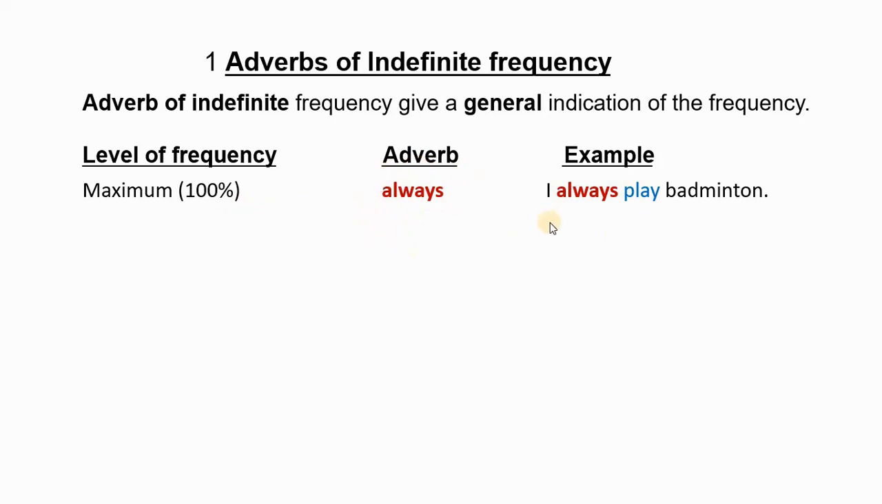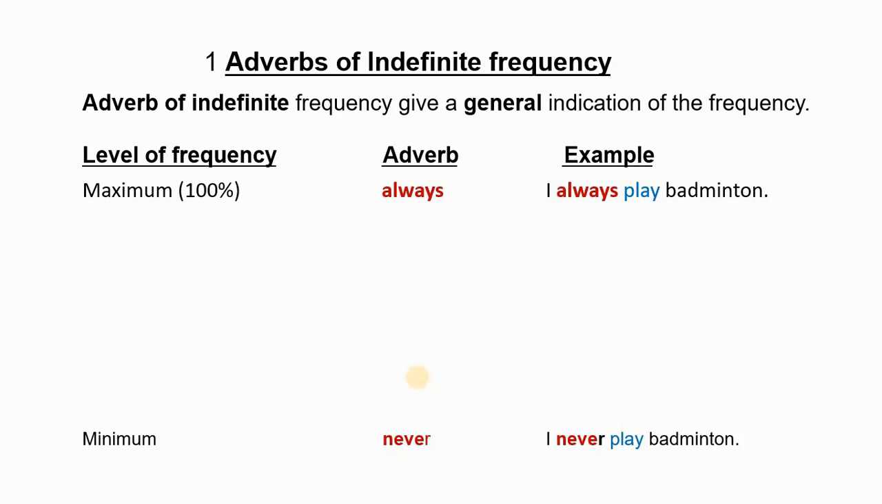Example: I always play badminton. So, 100% of the time, I always play badminton. If you play badminton 0% of the time, then we use the adverb never. I never play badminton. So, these two, always and never, are extremes. And in between these two extreme adverbs, there are several other adverbs.